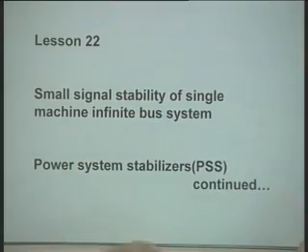Okay, gentlemen, we start today the study of power system stabilizers. Last time I introduced the function of the power system stabilizer, and we have seen that the power system stabilizer is provided to damp the electromechanical modes of oscillations. In order to provide the required damping to the electromechanical mode of oscillations, we provide the power system stabilizer.